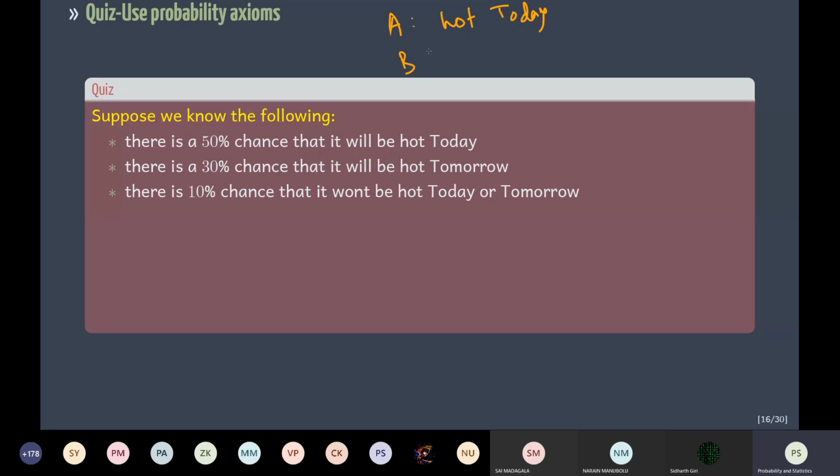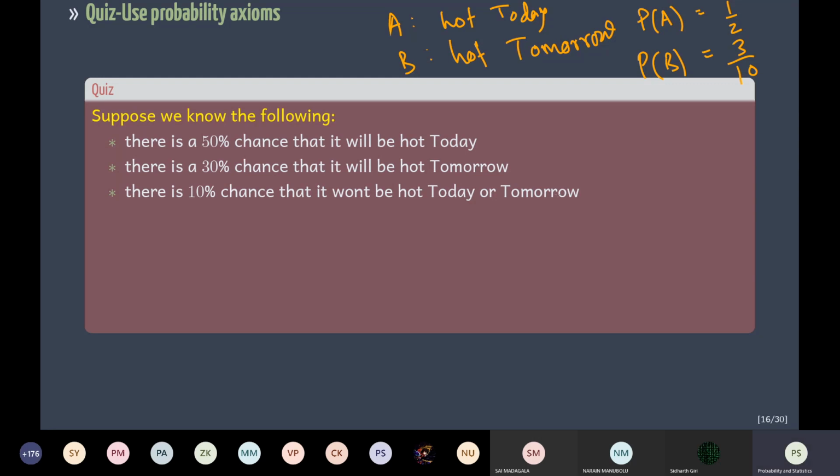And let us define the event B to be hot tomorrow. Okay, so event A is hot today, event B is hot tomorrow. Now the other thing given to you is probabilities. So the probability of A is 50%, which is 1/2, and the probability of B is 30%, which is 3/10, and there is a 10% chance that it won't be hot today or tomorrow.